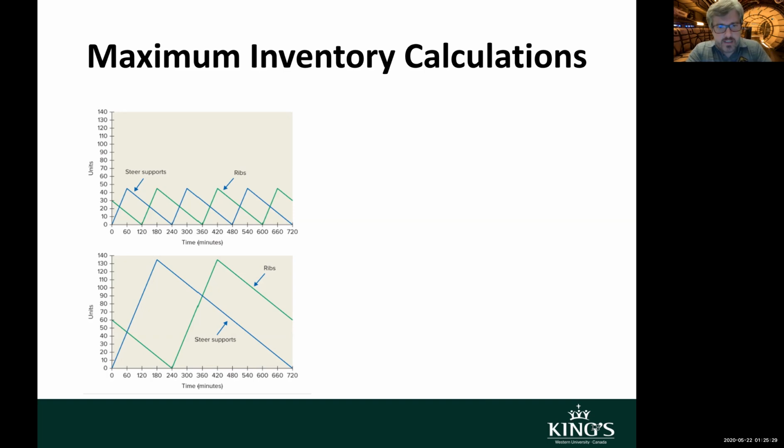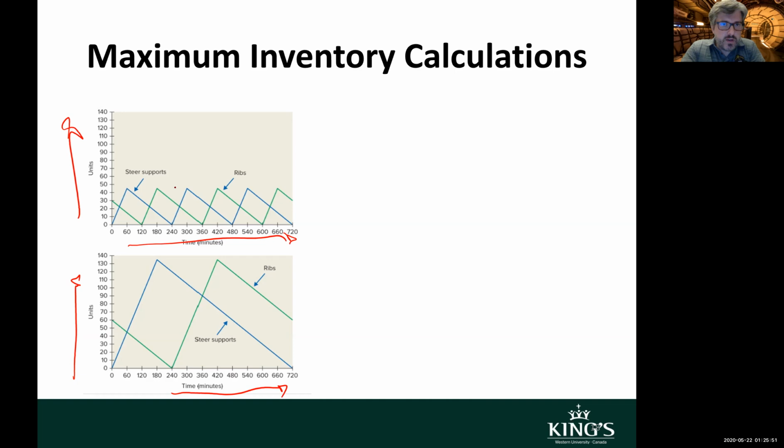On the x-axis, I have time, right? So time is going this way. On the y-axis, I have units. Same thing for this chart over here. Now, we have two products here, steer supports and ribs. This could be anything, just two different kinds of products. What I would like to show to you is, let's see if we can get some intuition around this.